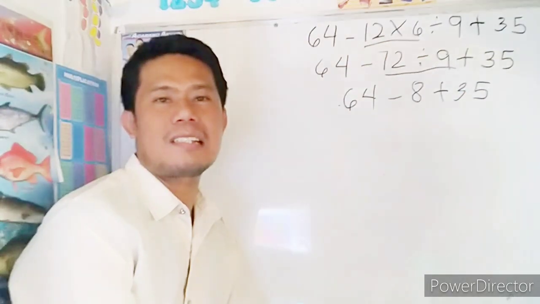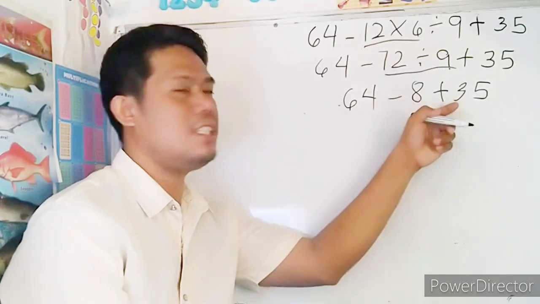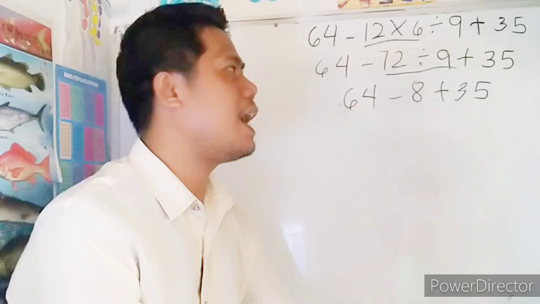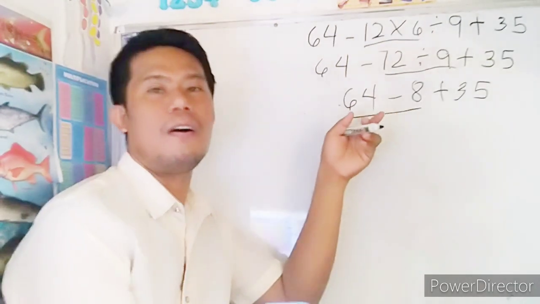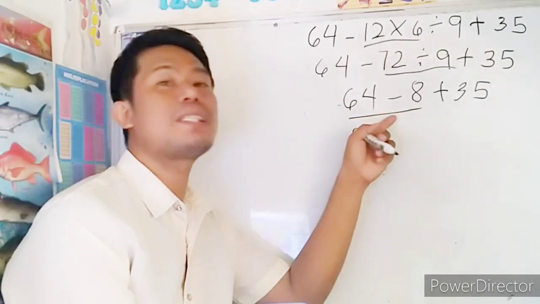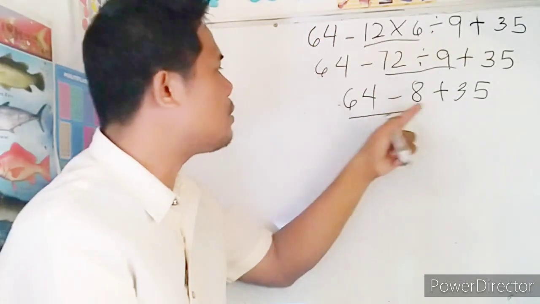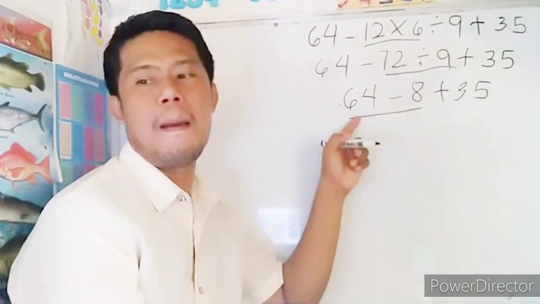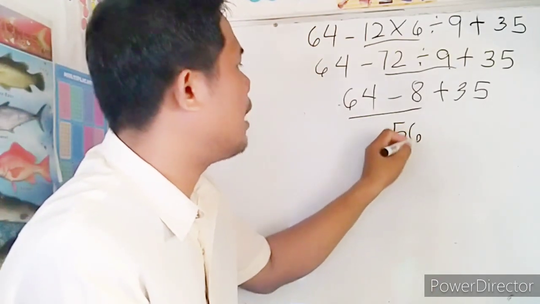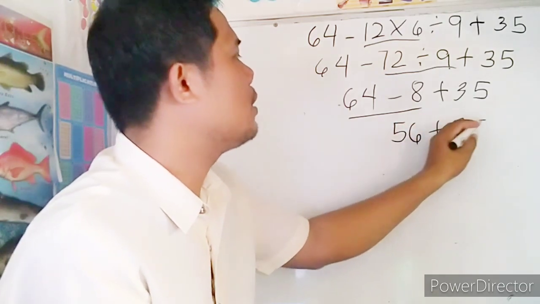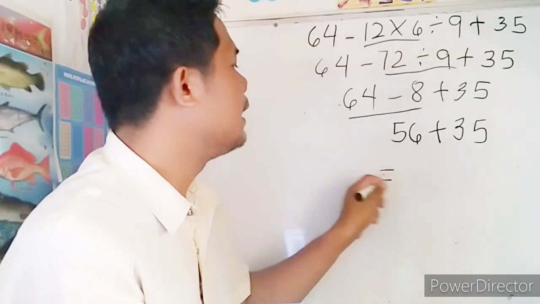Now, what is the next operation? Is it subtraction or addition? We're going to subtract. Okay, so sir, why are we going to subtract? Since subtraction is written on the left side or comes first. Nauna siya kaysa kay addition. Okay, so since we're going to subtract, we have 64 minus 8 equals 56. Then plus 35. So that is the last operation that we are going to perform. And our answer is 91.